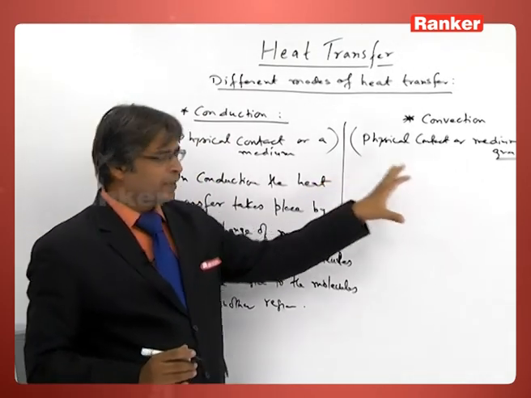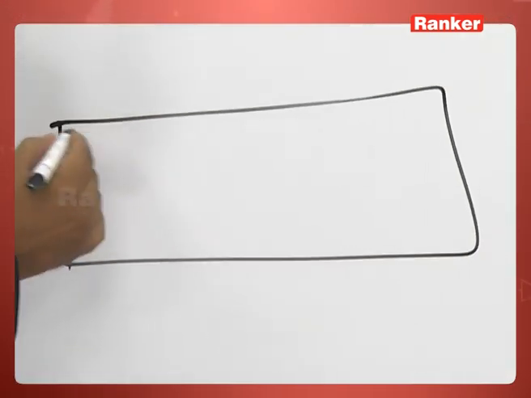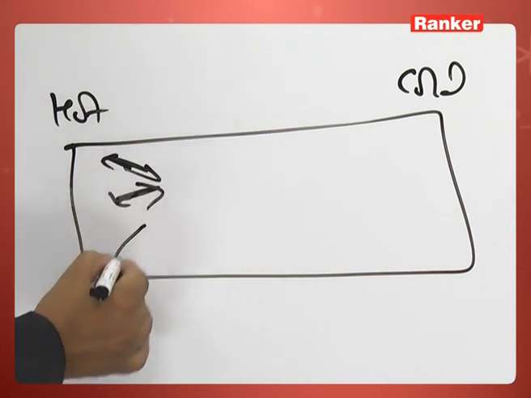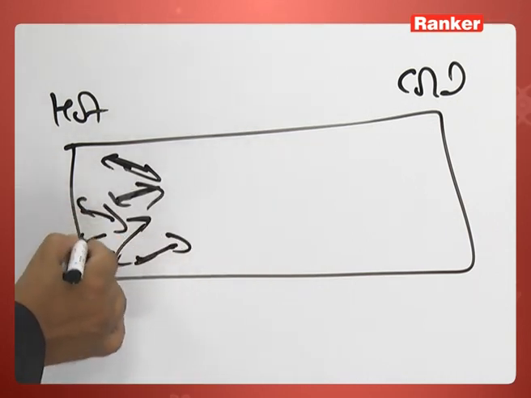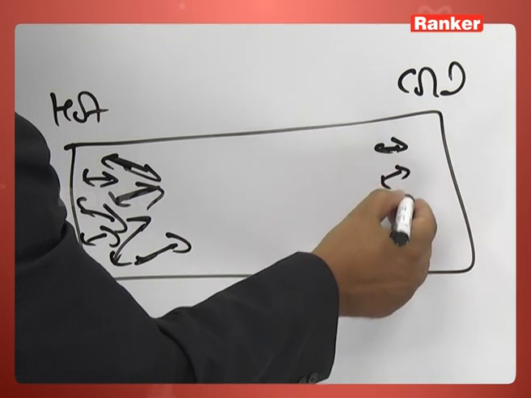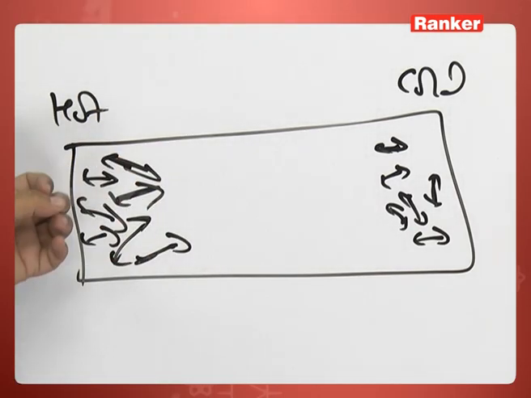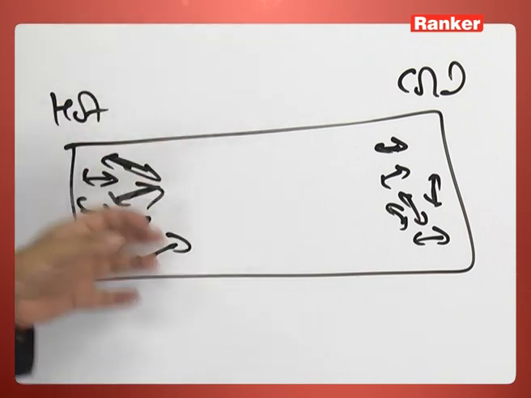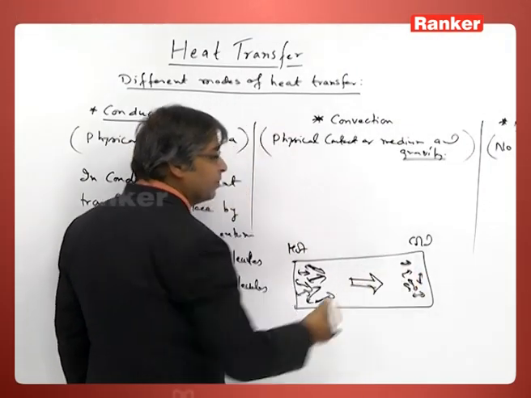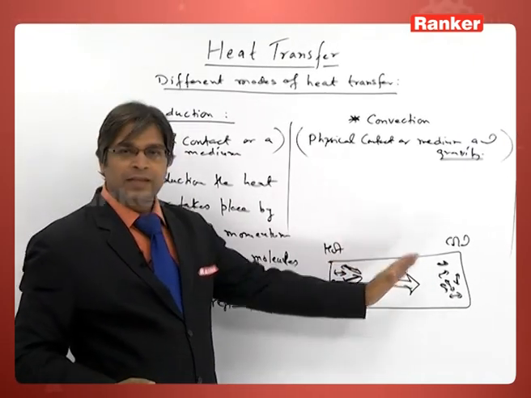So, what happens in a physical medium? Suppose this is a medium, and this region is hot and this region is cold. Here the molecules are in motion and they have larger momentum and larger energies, whereas in this region the momentum and energies associated with the molecules are very less. The molecules transfer their momentum and energy by continuous collision to nearby molecules, and this way the heat is transferred from one region to another region. This is the mechanism of heat transfer in conduction.